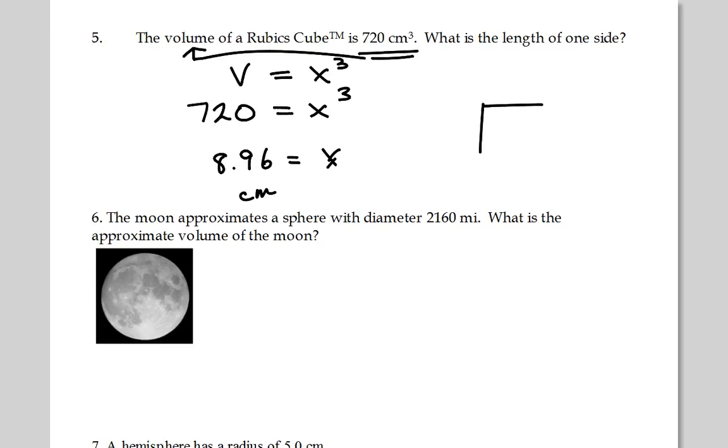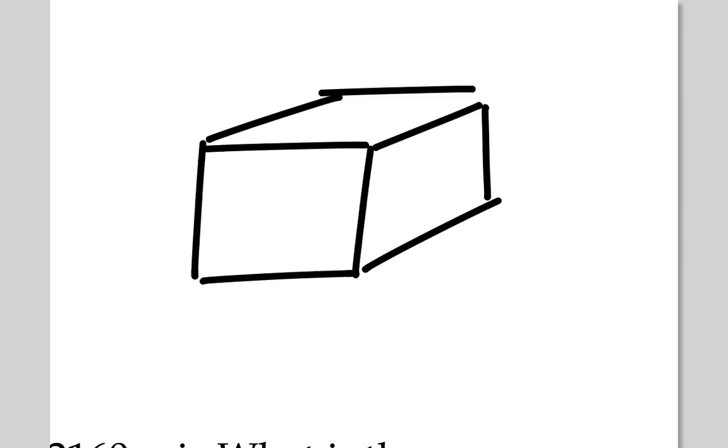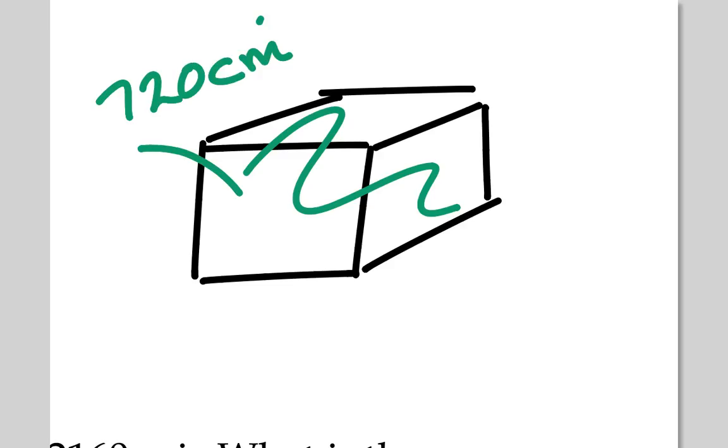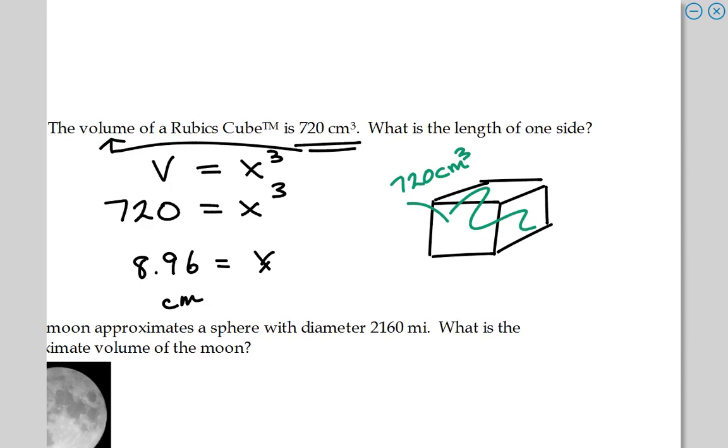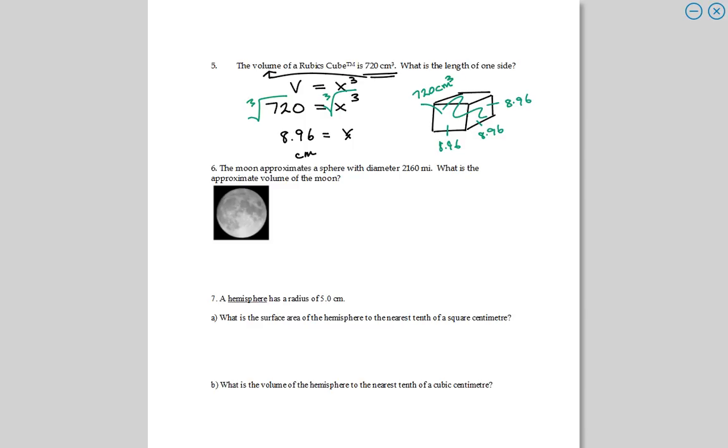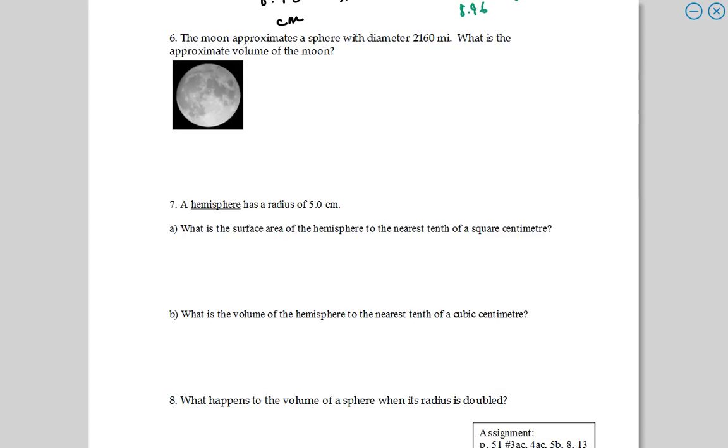Again, just to talk on what we're doing here. This cube, if you were to fill the space with gas, that would be 720 square, or pardon me, cubic centimeters. When you do the cube root, the root is referring to the length. So this length is 8.96, this length is 8.96, and this length is 8.96. That's what they mean by cube root. Okay, I want to get done in the next 5 minutes here, so let's get going.